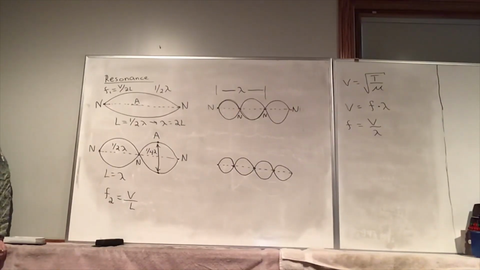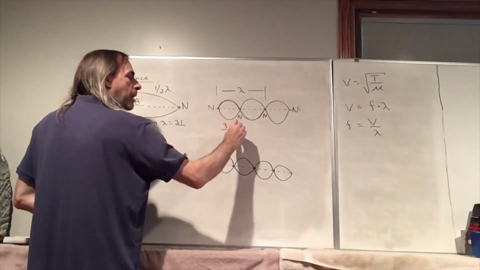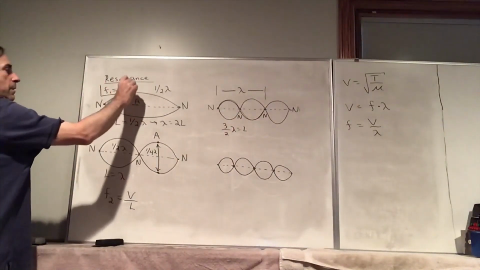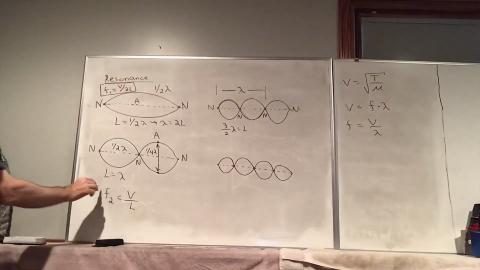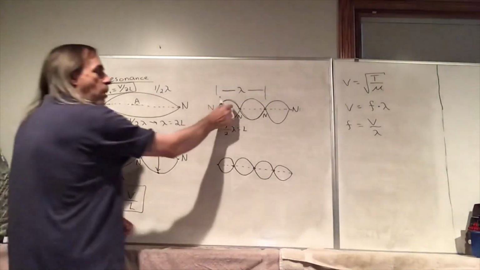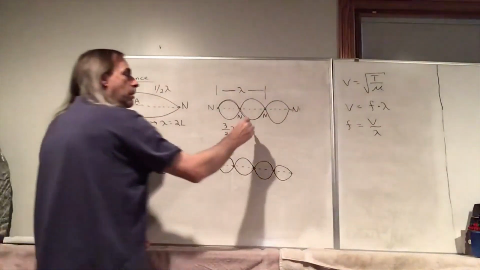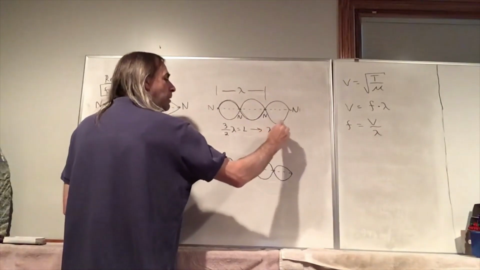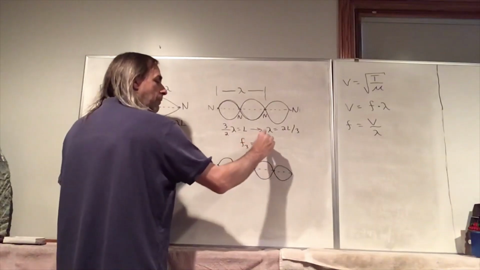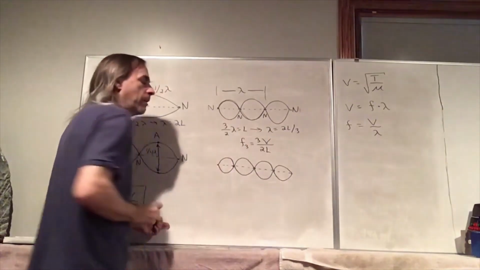Let's go to the next pattern. Here we have 3 halves lambda equals L. So they put boxes around these, just so we can see them. So we're finding these frequencies where we get resonance. So yeah, this is 1/2 lambda, 2/2 lambda, 3/2 lambda. So 3/2 lambda equals L. Implies that lambda is 2L over 3. So F3 is V over 2L over 3. So we can write it like that.